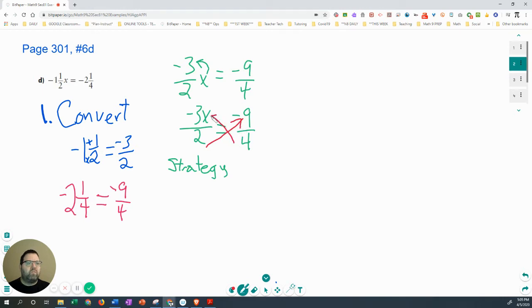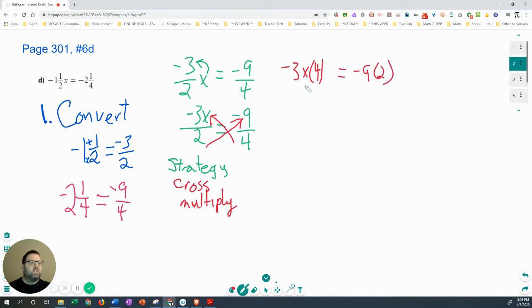One way to deal with fractions, especially when there's a simple setup, only one chunk on the left side and one on the right, in other words, it's not a 2-step equation in the sense there's no adding or subtracting, is to cross-multiply. So we will cross-multiply. And what does that look like? Basically you have -3x times 4, and that's equal to -9 times 2.